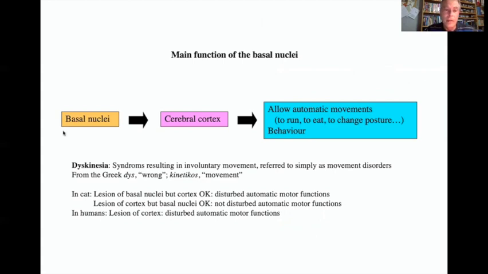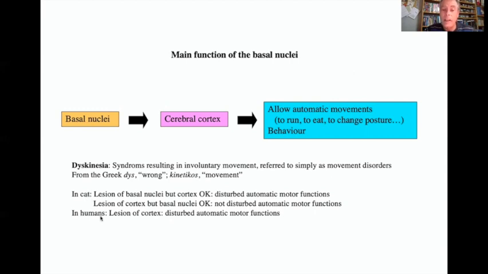The main functions are, as the basal nuclei are related with the cerebral cortex, to allow automatic movements and behavior. Lesions are known as dyskinesias, a syndrome of involuntary disordered movements. That comes from the Greek for wrong movements, dyskinesias. Lesions that affect these basal nuclei are quite important in our domestic animals.